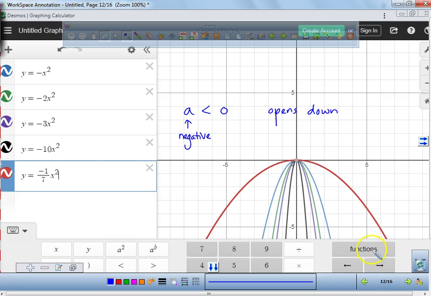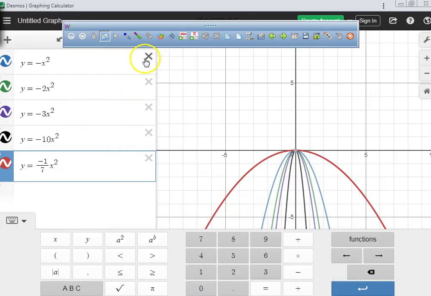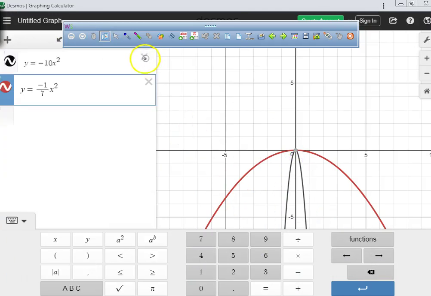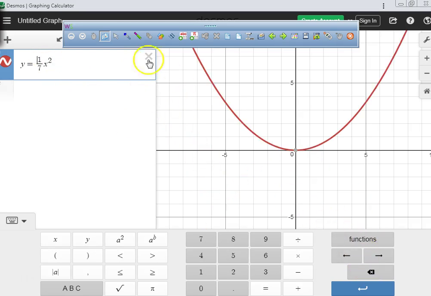Now, how do you know which one's opening up and which one's opening down? Whether the a value. So after you write this down, I'm going to do a little graph and see if this makes sense to you. Maybe it'll help. Okay, so check this out. I'm going to delete everything right here except for this. And then I'm going to take away the negative. Okay, so here we go.